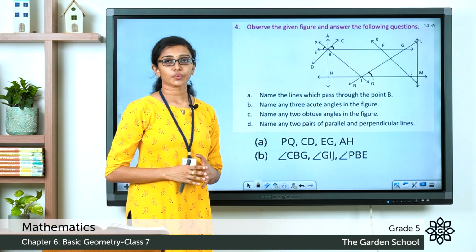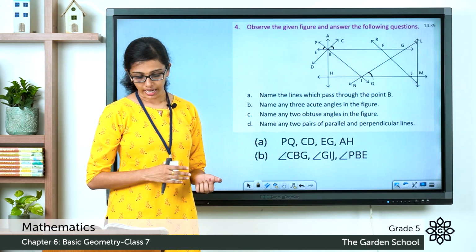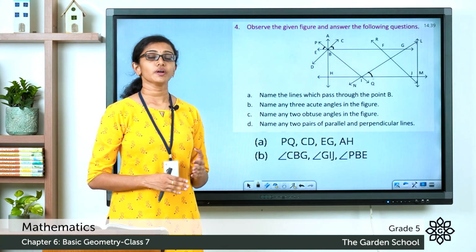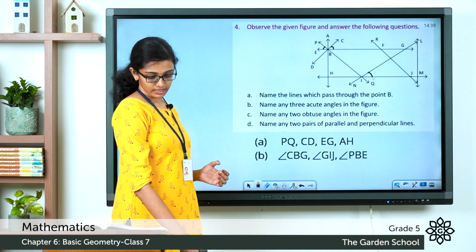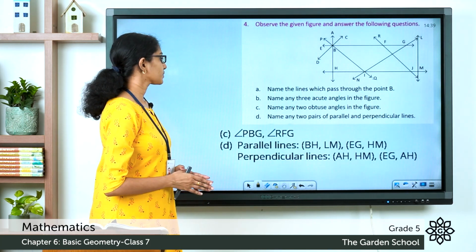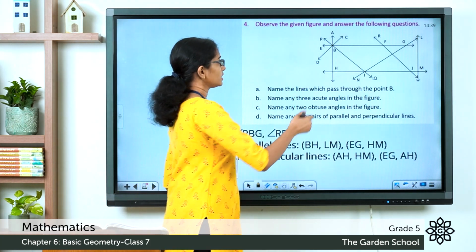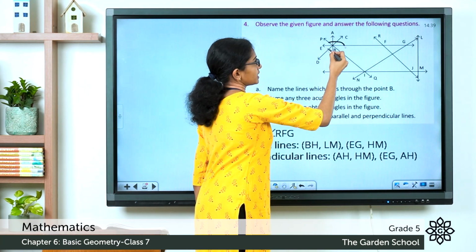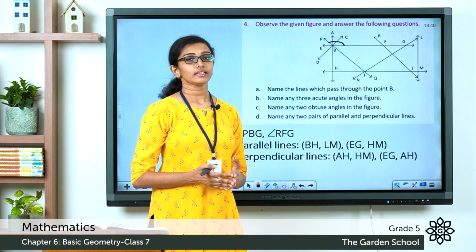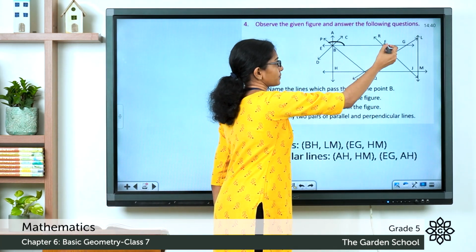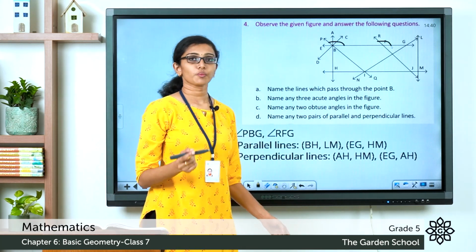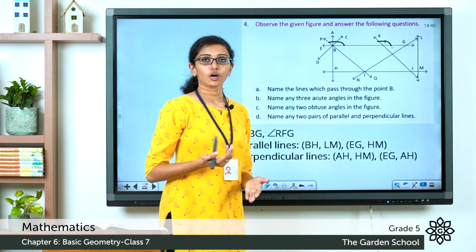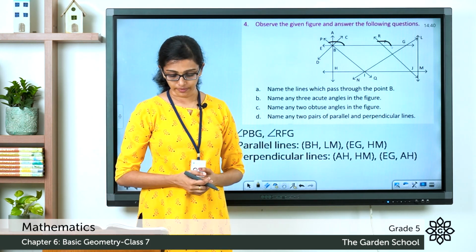Now the third question, question C. Name any 2 obtuse angles in the figure. Obtuse angles are those which measure more than 90 degree. So let's see 2 obtuse angles from the figure. Angle PBG. See PBG. This angle PBG is an obtuse angle, and the angle RFG. RFG is an obtuse angle. So angle PBG and RFG are obtuse angles, 2 obtuse angles from the figure.